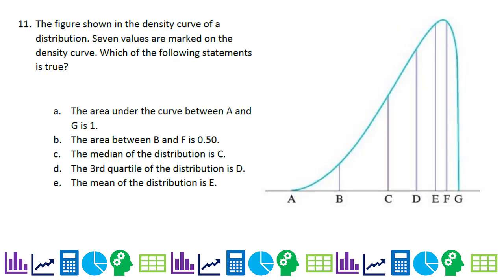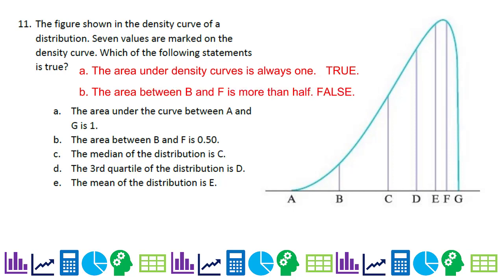Number 11. The figure shown is the density curve of the distribution. 7 values are marked on the density curve. Which of the following statements is true? Well, the area under density curves is always 1. That's the whole idea, so that should be true. A should be our answer. But let's check the rest.